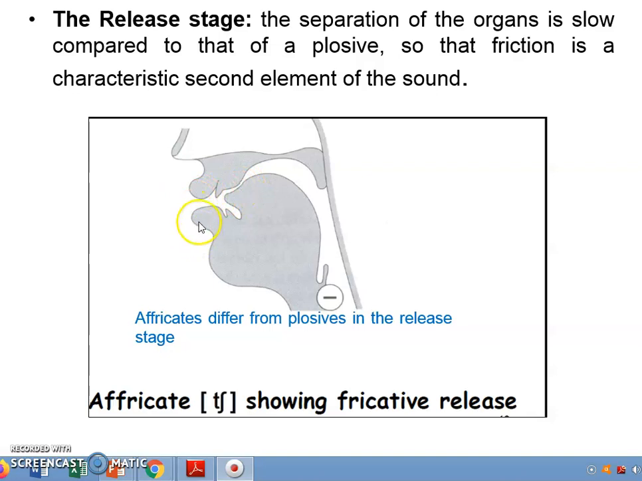And please pay attention to the shape of the lips. Ch, j. If you pay attention to the shape of your lips, they assume the shape of a trumpet. The lips are trumpet shaped.